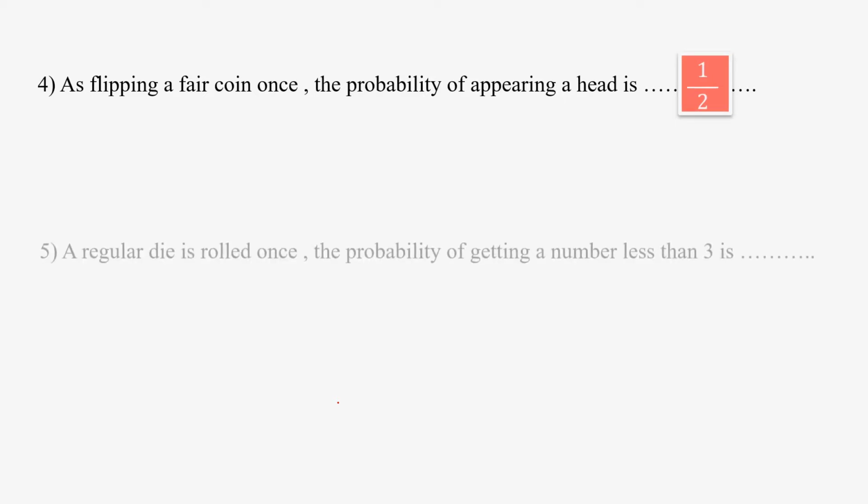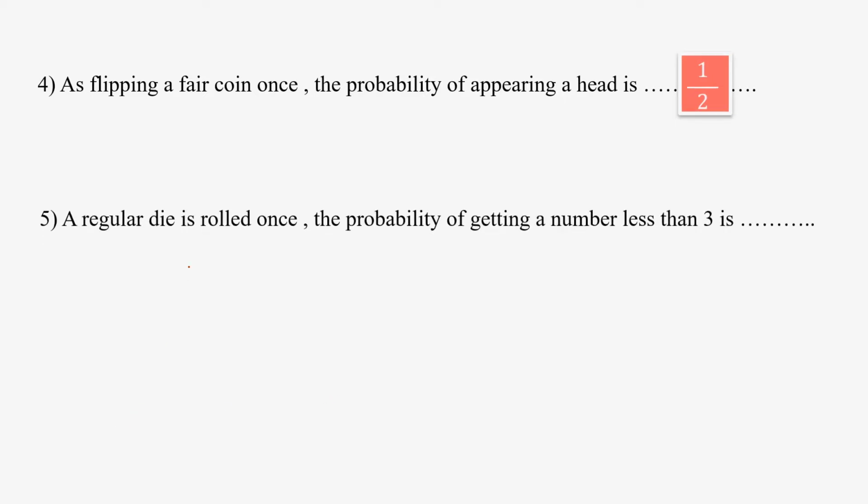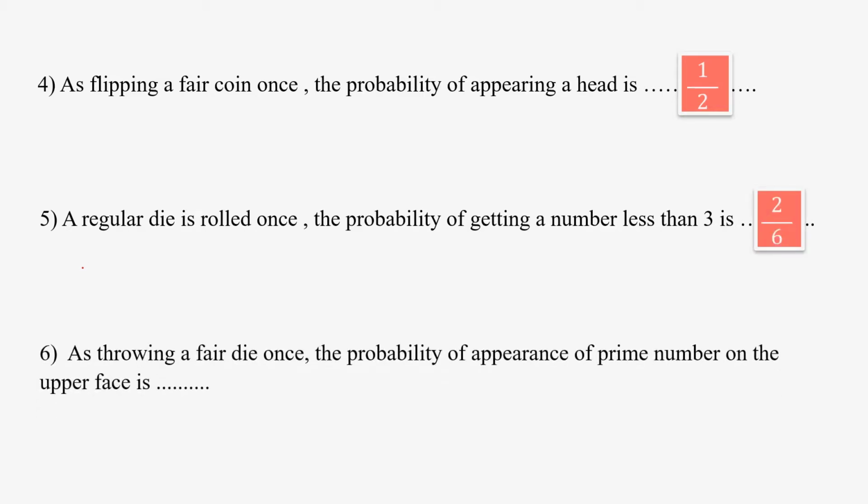Okay, the next question. Flipping a fair coin once, the probability of a head appearing is half. Bravo. A regular die is rolled once. The probability of getting a number less than 3 is, okay, bravo, 2/6.